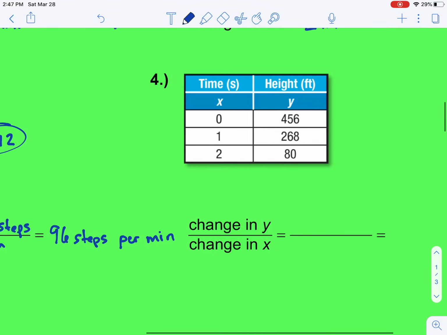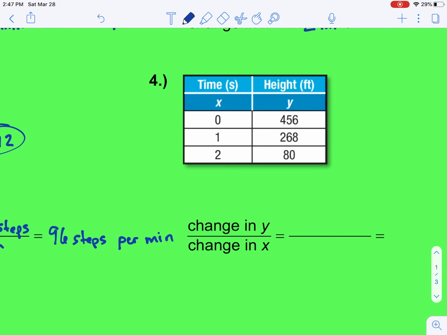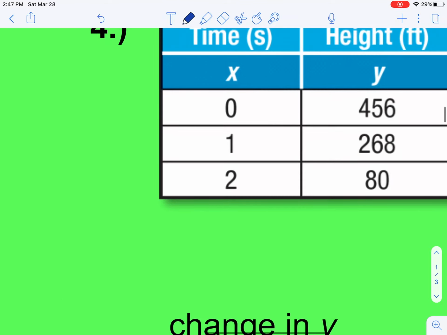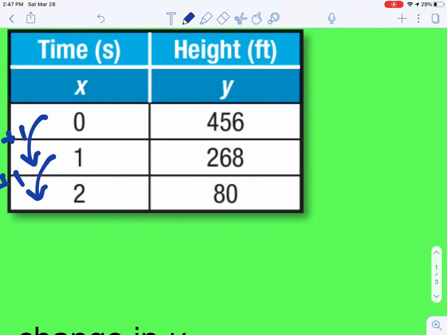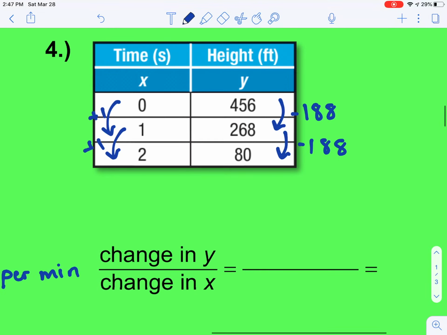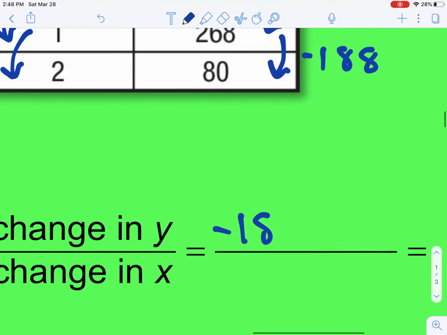All right, number 4. I've got my x is our time, and our height in feet is our y. So my x, that one's pretty easy. That one's just changing by 1 every time. And our y, if you need to use a calculator, from 456 to 268 is negative 188. So I'm subtracting. And then 268 to 80, I want to make sure it's the same thing, and it is. Negative 188. So our change in y, there's our y again. Our change in y is negative 188 feet.